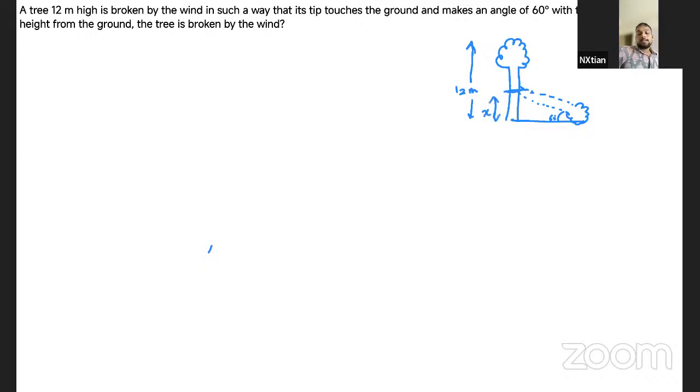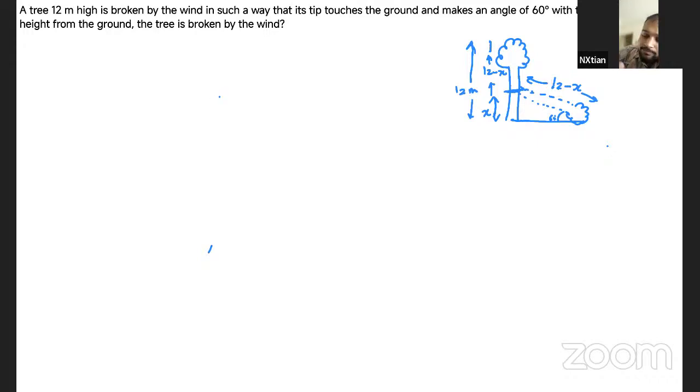Can we consider it as x? Then this distance will become 12 minus x. Can you tell me how? See, x plus the other side is equal to 12. This whole side is 12, and I'm taking this as x. So this distance will become 12 minus x, because the tree is broken down in this hypotenuse way. Understood, guys? Jehoan, Ezekiel, Anna.